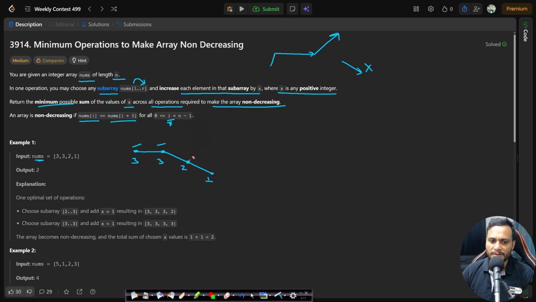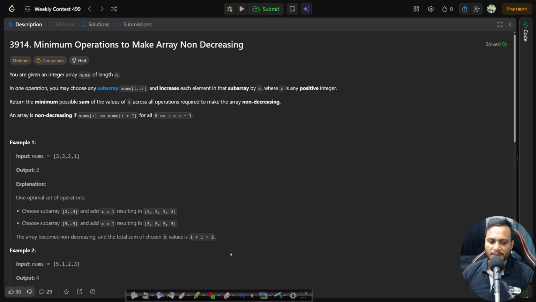So what we can do is select a range. Let's say I select the range from this 2 to 1 and add plus 1. So this 2 will become 3 and this 1 will become 2. After that I will not increase the first value, because there is no point in increasing it further. So I will just increase the range L to R by plus 1. The total number of increments is 2 times, and the total values incremented are plus 1 and plus 1. That is how the answer is 2, even though the individual value increments would add up to 3.